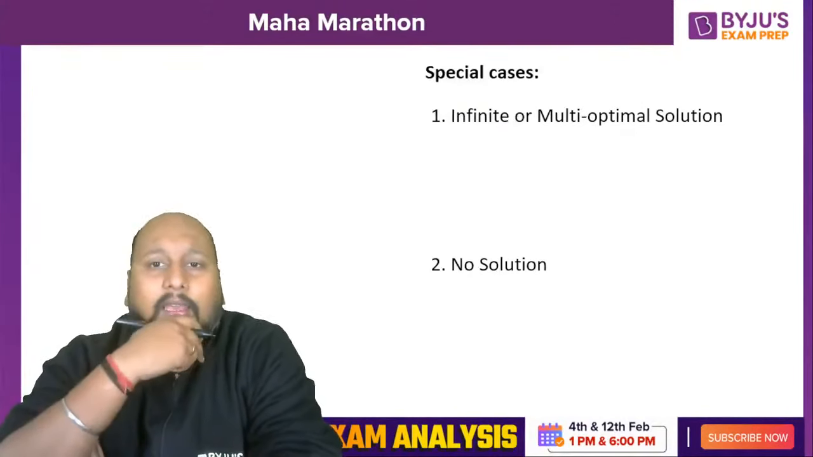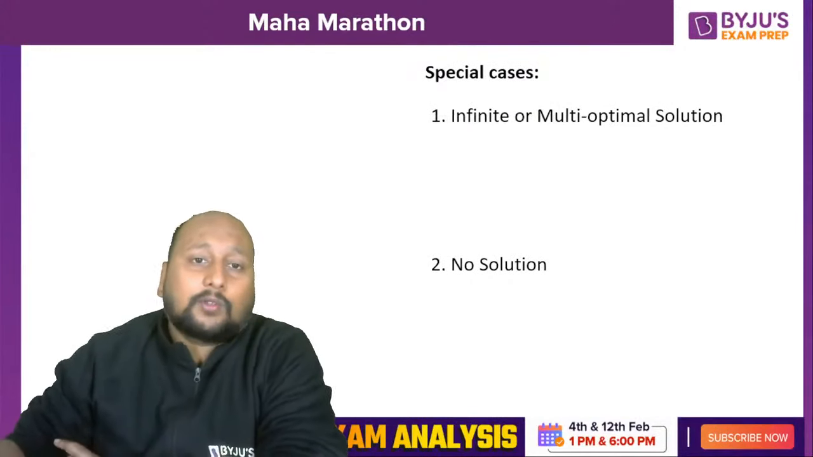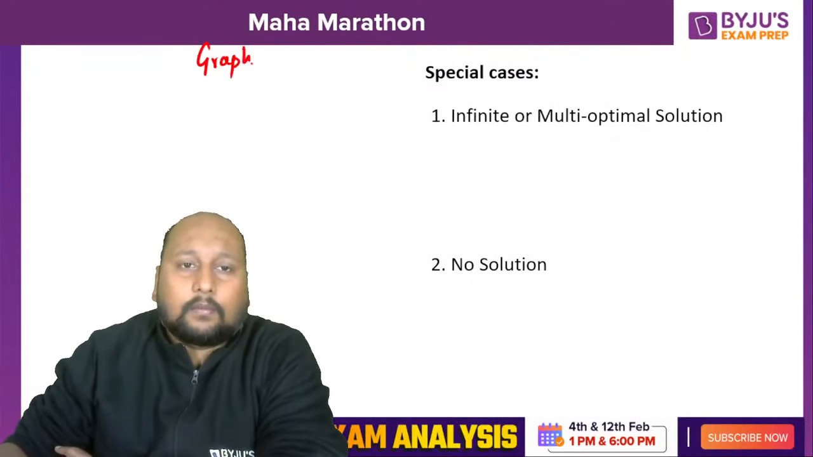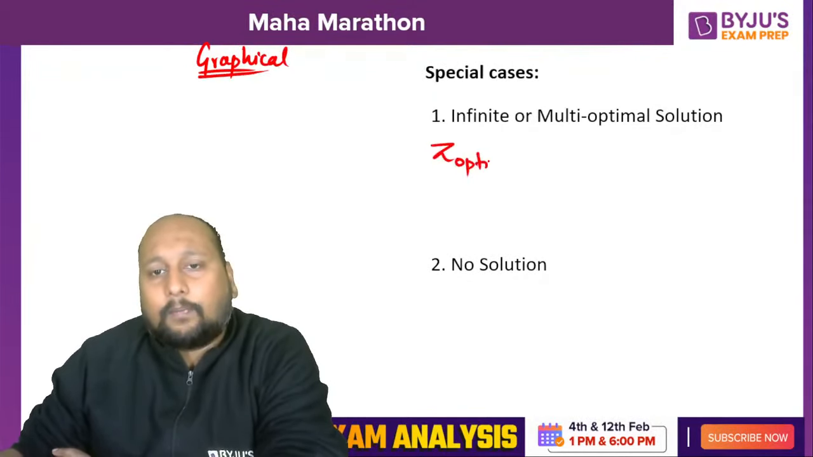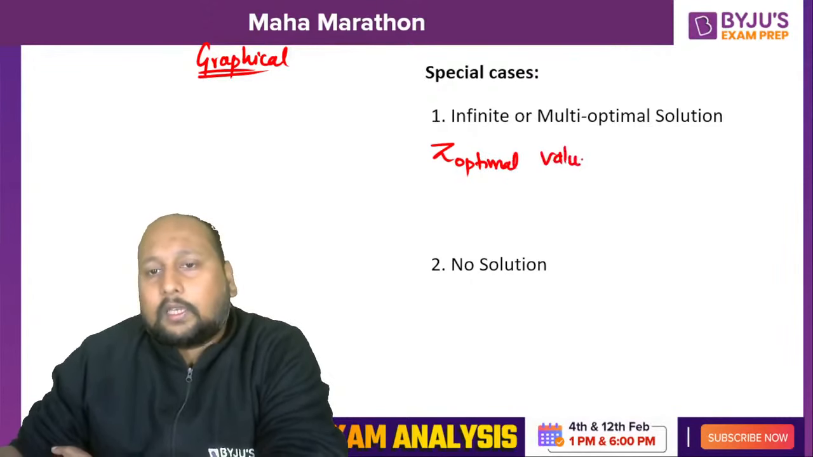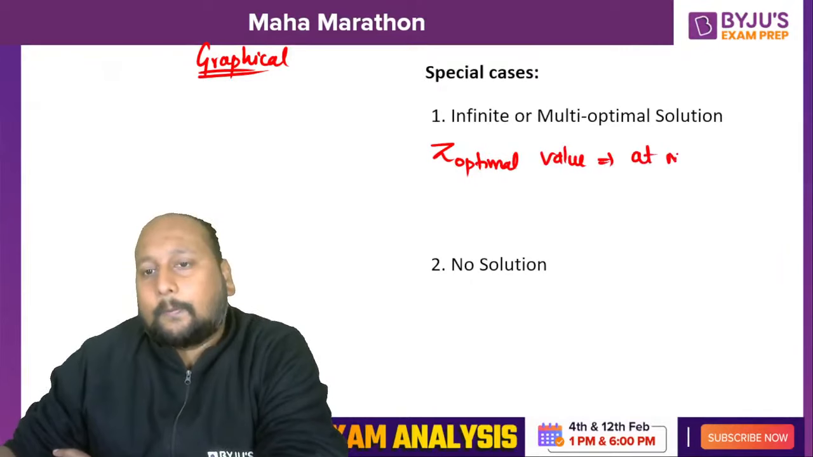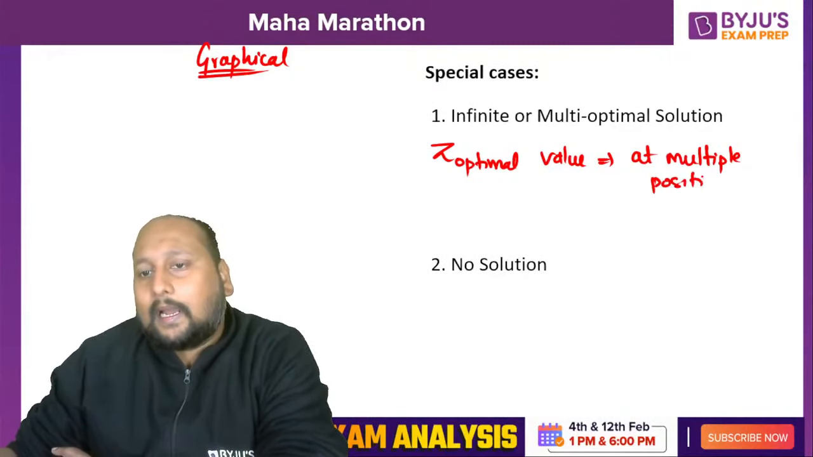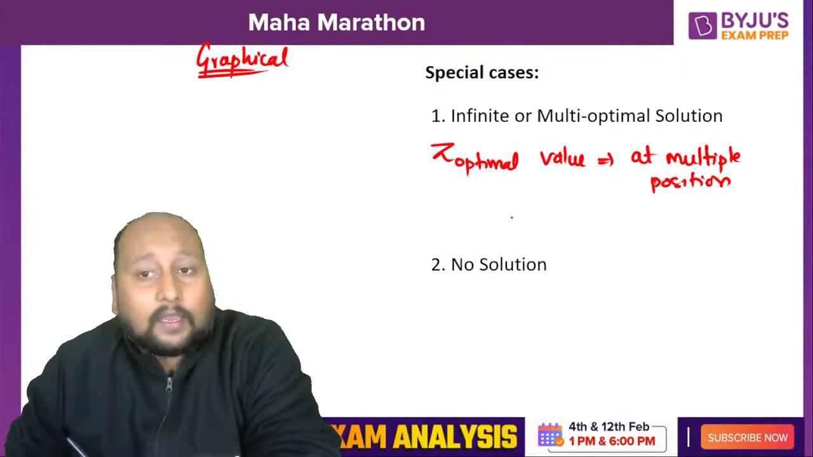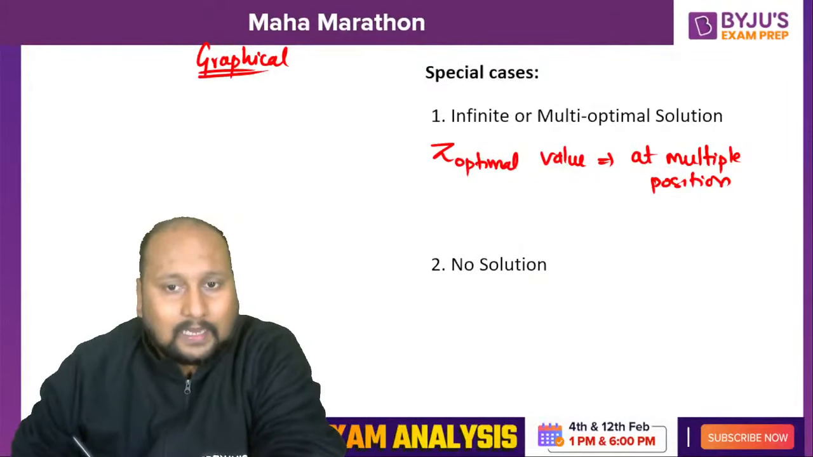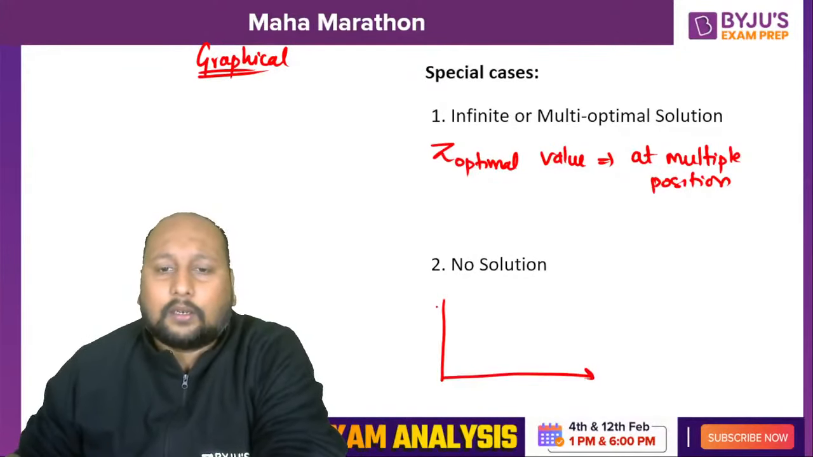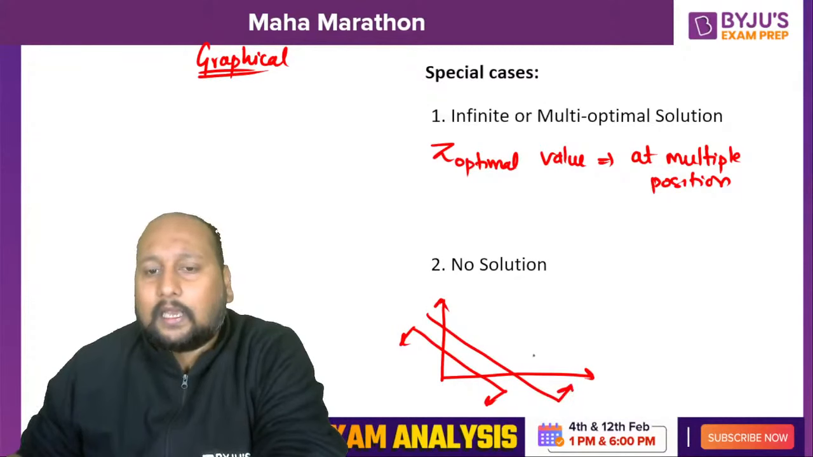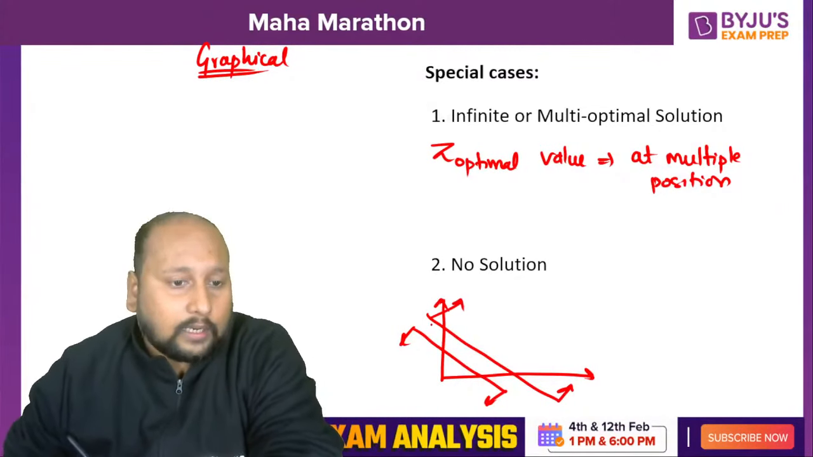Now, how can we identify whether we are having an infinite or multi-optimal solution by using graphical? I'm talking about graphical first of all. By using graphical, we can simply say when the optimum value is obtained at multiple positions, then I can say it is having an infinite or multi-optimal solution. Is this clear? Understood? Very easy. No solution means we are not having any feasible region. In that case, we can say we are having a no solution condition.